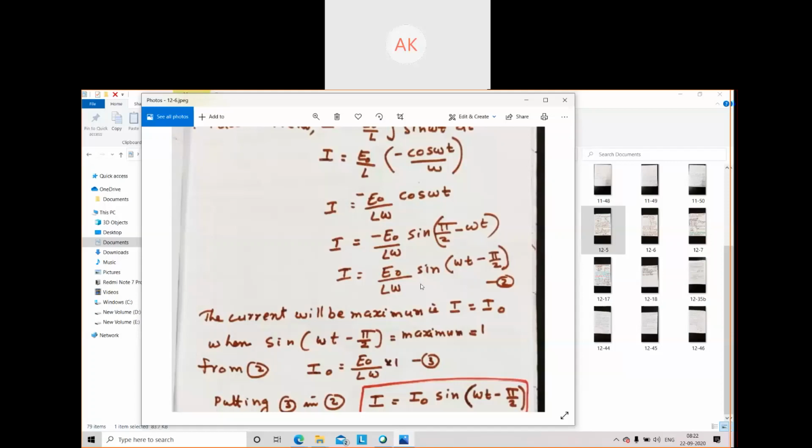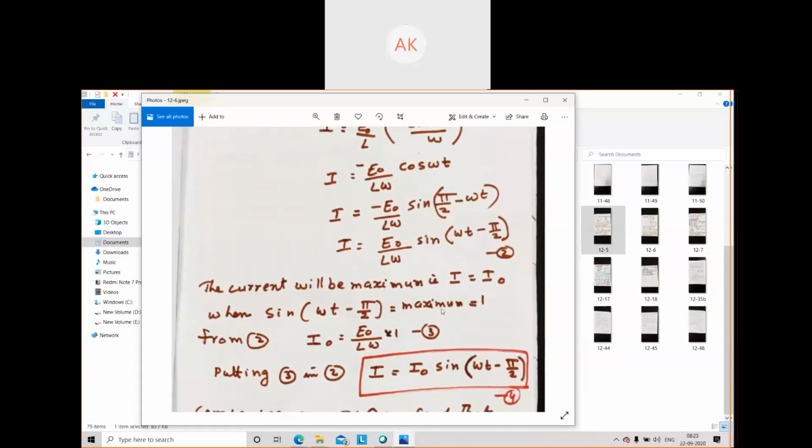Inductor also offers some opposition to AC. But it will not oppose DC because flux is not changing, so no back EMF is produced. So it will not offer any opposition to DC. But inductor offers an opposition to AC current. And that opposition offered by inductor to AC is known as reactance. It is denoted with XL, X suffix L.